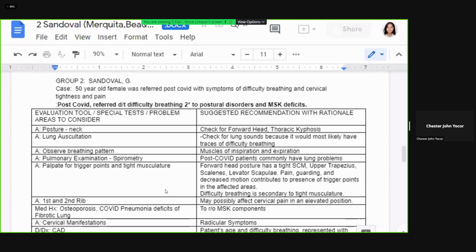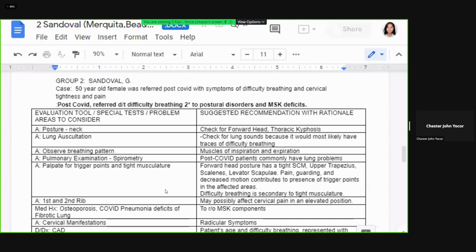Hello everyone, we are group 2. So this is our patient right here. So we have a 50-year-old female patient that is referred for post-COVID with symptoms of difficulty breathing and cervical tightness and pain. So for our evaluation, the very first thing we should look at is the posture of the patient. So we have to look at if there is any presence of a forward head or thoracic kyphosis.